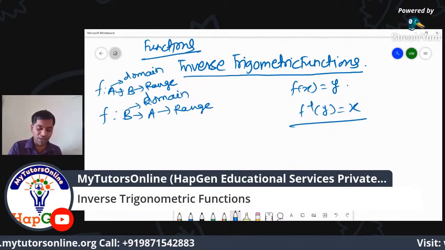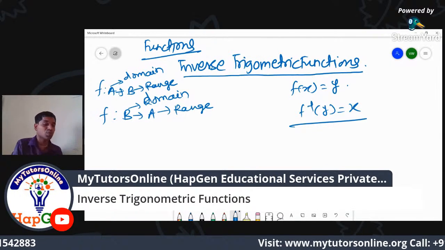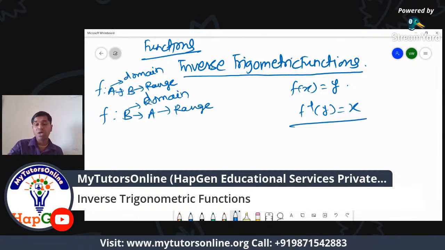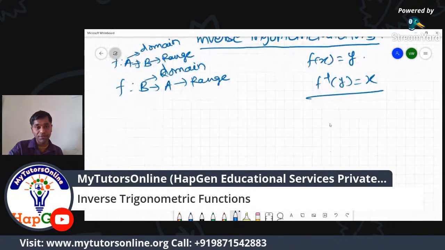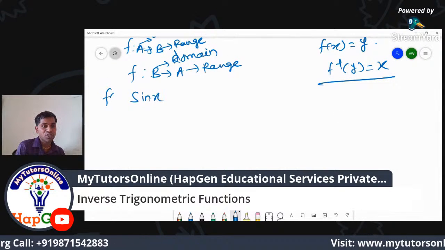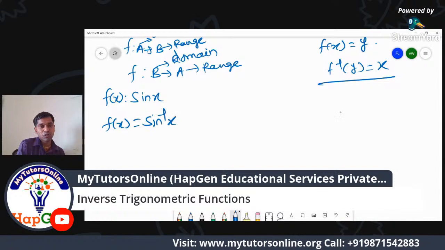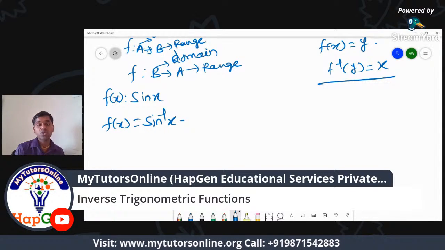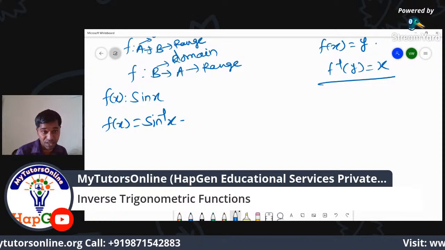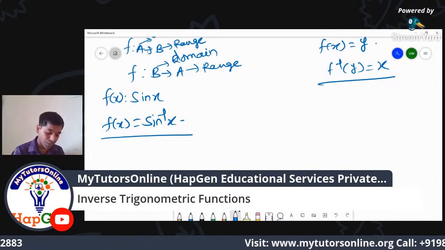For the trigonometric functions, just like there are 6 trigonometric functions, similarly for each one there is an inverse, so there are 6 inverse trigonometric functions also. That is how we are going to define them. If f of x is sine x, then the inverse function is sine inverse x, and so on up to tan and cot and everything up to cosec inverse x.